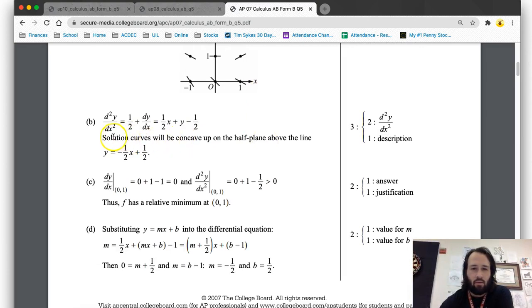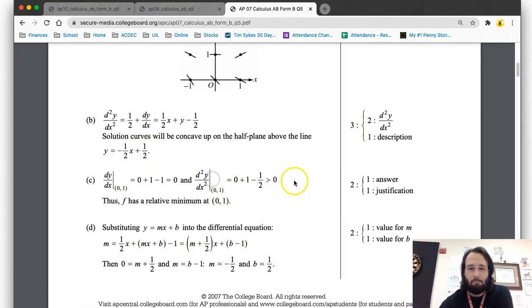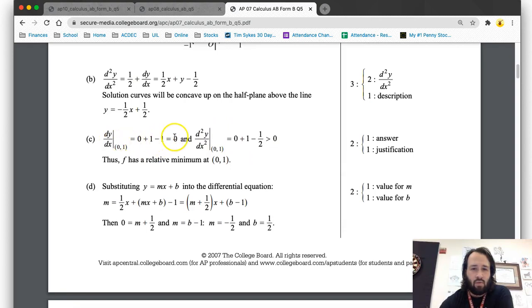Solutions will be above the line, and that's exactly what we said too: y is greater than this line. The derivative they said is 0, which you need to state. The second derivative is greater than 0, therefore it has a minimum at 0, 1. So we had all of it. We had the answer that it was a relative minimum. Make sure you call it a relative minimum. The justification is this entire piece up top. That is your justification. If you're missing a part of that, you don't have a justification.